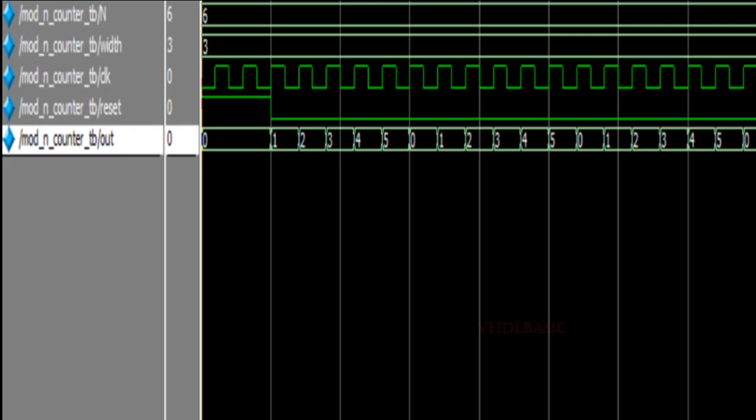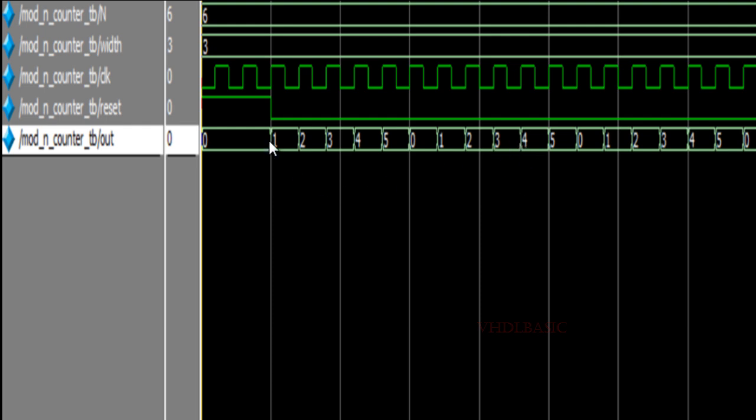This 50 megahertz clock is used to count the value. Here we are going to use a mod 6 counter, which means it should count 0 to 5. After the count value of 5, it will start again from 0. Once the reset has been released, it starts counting 1, 2, 3, 4, 5, and again goes to 0, and again counts up to 5, and again goes to 0. This is the functionality of the mod-n counter.